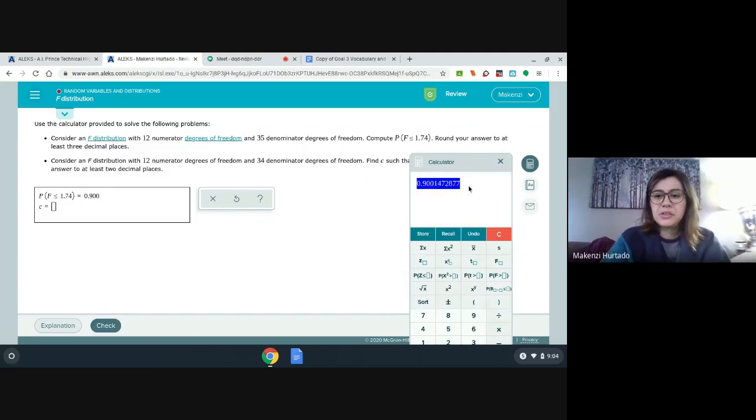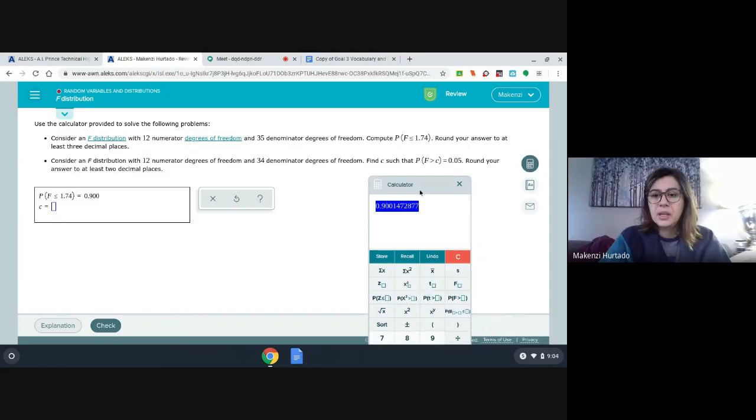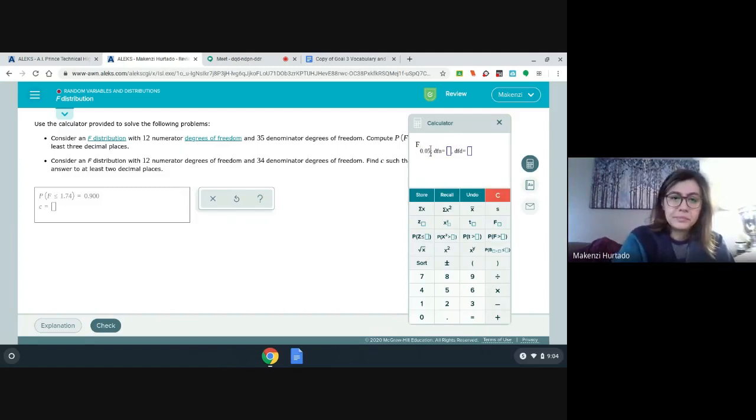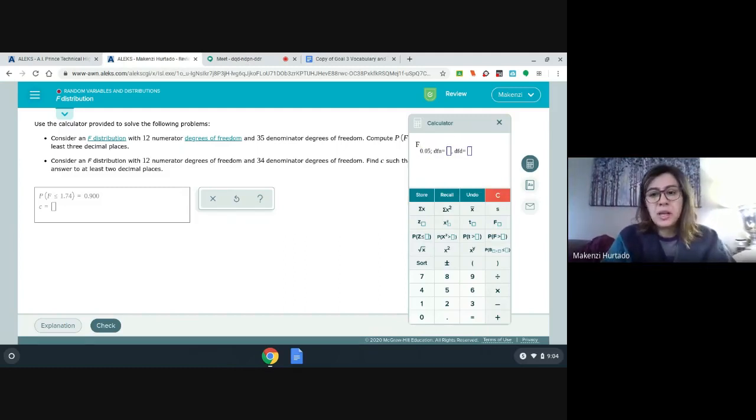For our second question, again, we have a 0.05. Our numerator is 12 and our denominator is 34. Round to 2 decimal places, 2.05.